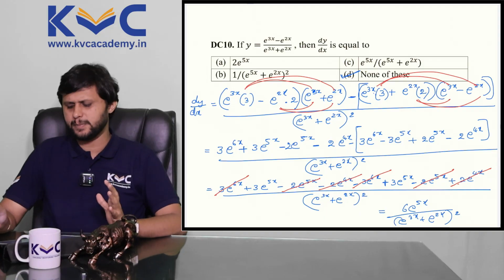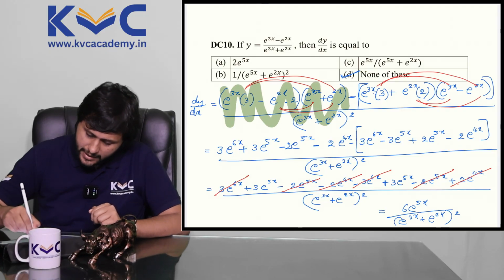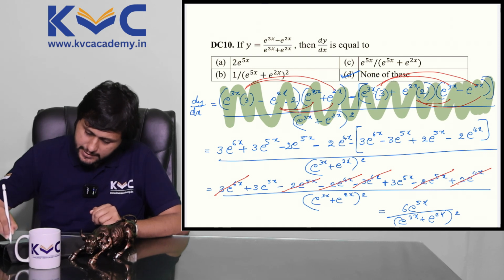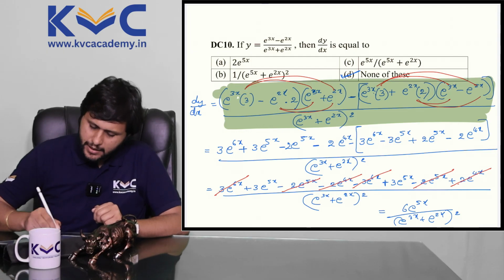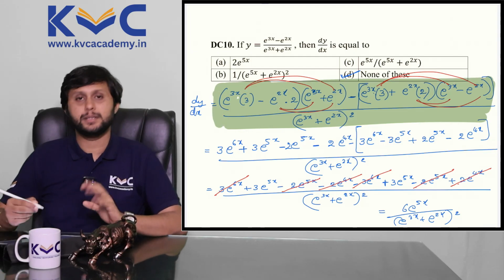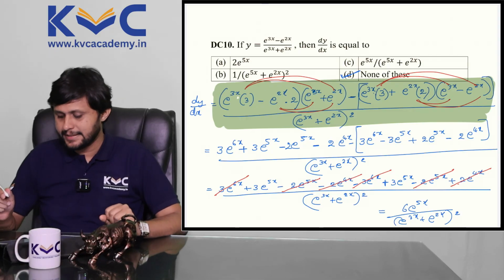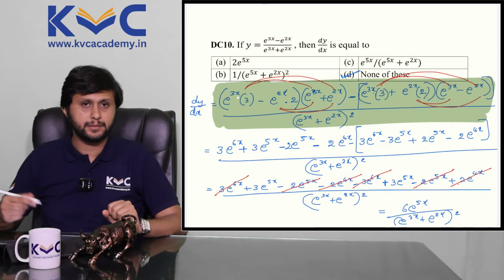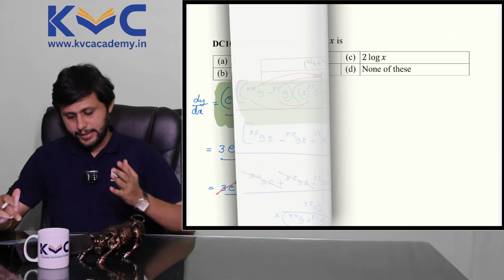This is just simplification. If you see what I'm highlighting now, this is differentiation. What I've done first is differentiation. The remaining has got nothing to do with differentiation. It is all that you have been doing all this while. That is simplification. That's your final answer: 6 e to the power 5x divided by the denominator square. Moving on to the next question.